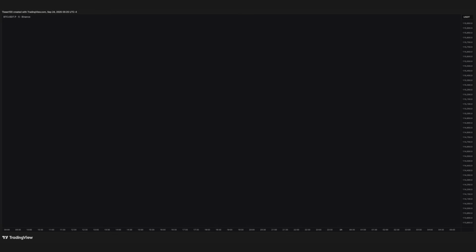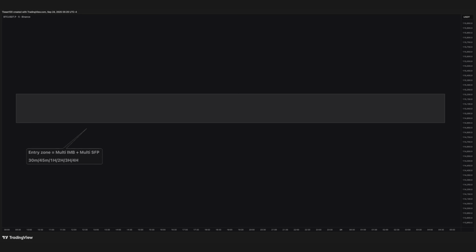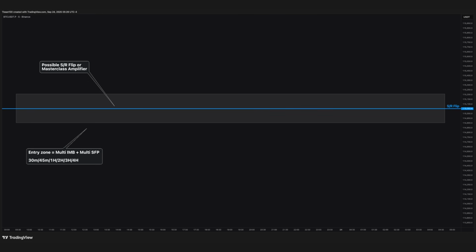Let's work on improving our skills at spotting entries, targets, and stops all together at the same time. As you already know, some of the very best entry points come from the multi-imbalance zones combined with multi-swing failure patterns, especially when we use those mid-time frames. And when you combine that with the SR flip line, it makes the whole setup even stronger and more reliable.